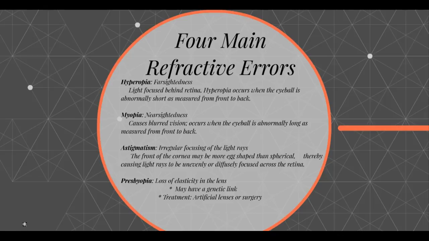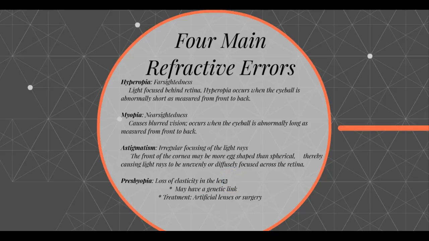Astigmatism is the third main refractive error, and it is an irregular focusing of the light rays. The front of the cornea in astigmatism may be more of an egg shape than it is spherical like it's supposed to be. Thereby it causes light rays to be unevenly or diffusely focused across the retina. And then the last main refractive error is presbyopia, and that is the loss of elasticity in the lens.